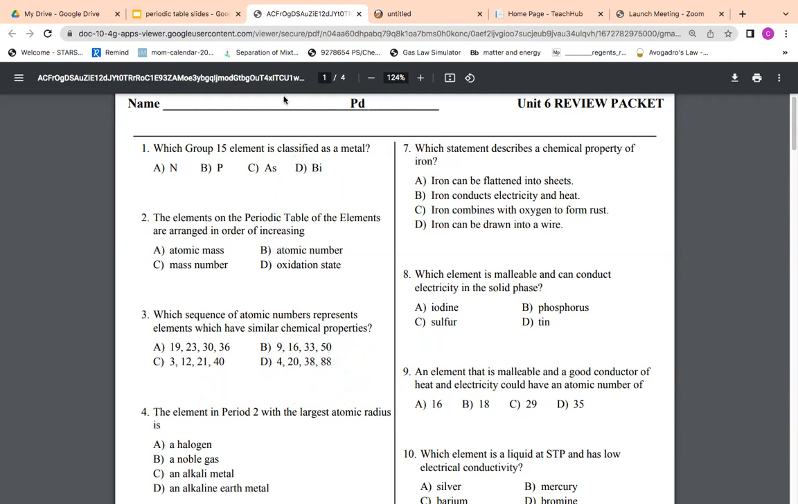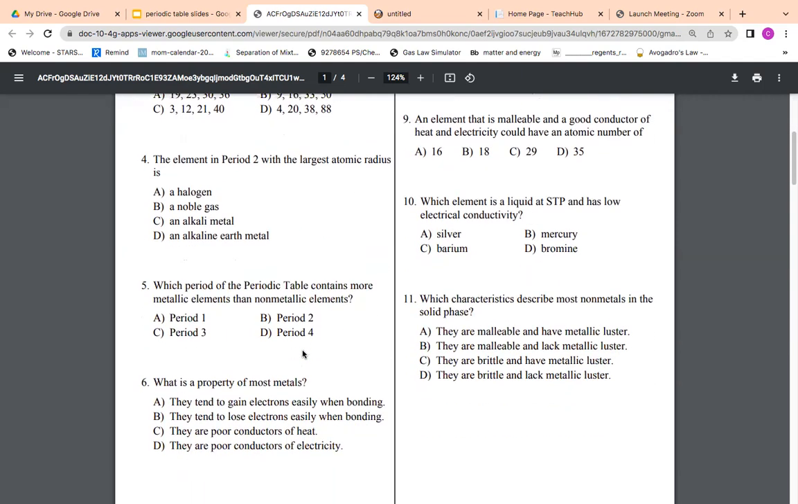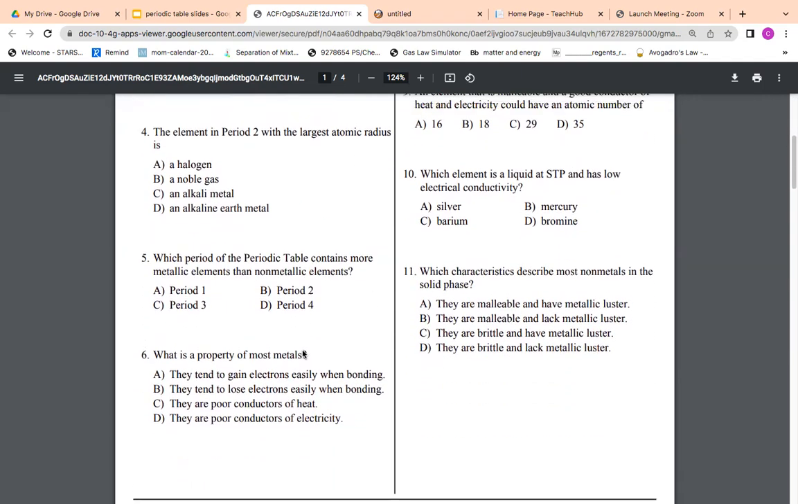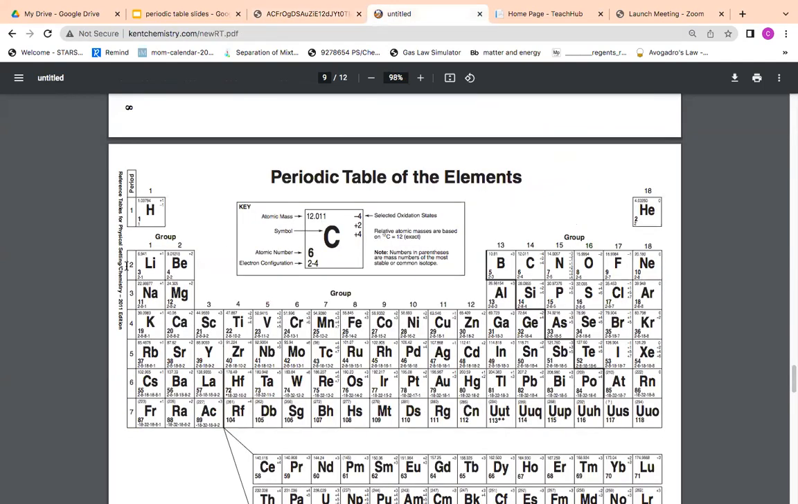Number 4. The element in period 2 with the largest atomic radius is, so let's go over to period 2. All right, so period 2 is lithium. We got lithium, beryllium, boron, carbon, nitrogen, oxygen, fluorine, and neon. Again, they're asking for the one with the largest atomic radius.